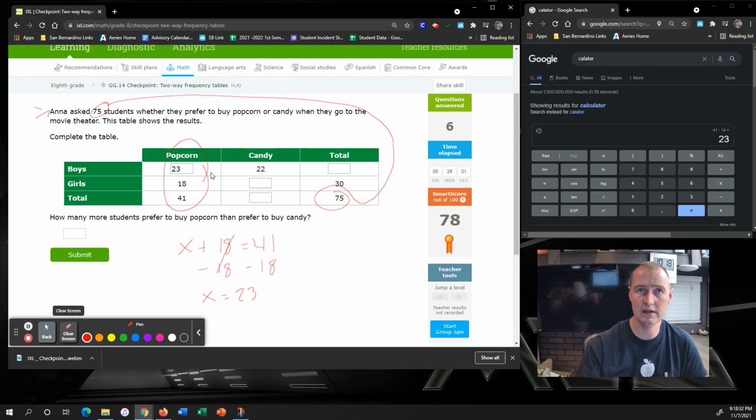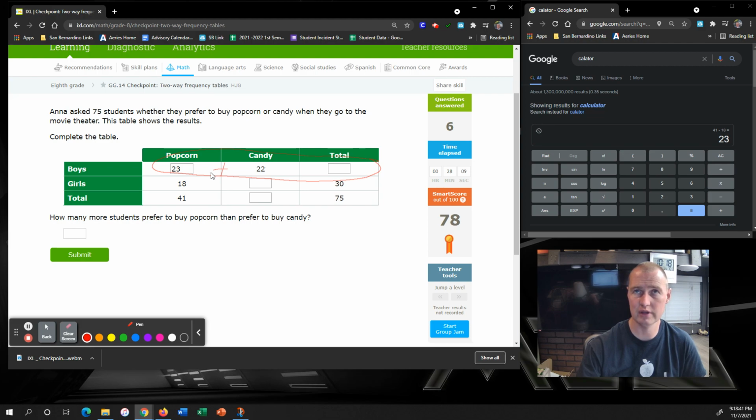Let's go ahead and clear the screen and figure out our total for the boys. So we're just going to add 23 popcorns plus 22 candies. We can do that. Let's see. 3 plus 2 is 5. Then 2 plus 2 is 4, so I got 45 on that one. So 23 plus 22 is 45. Clear the screen.